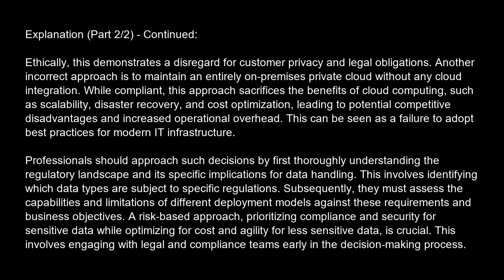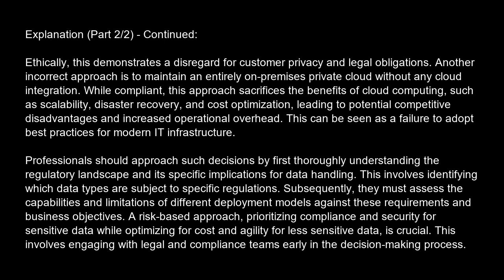While compliant, this approach sacrifices the benefits of cloud computing, such as scalability, disaster recovery, and cost optimization, leading to potential competitive disadvantages and increased operational overhead. This can be seen as a failure to adopt best practices for modern IT infrastructure.